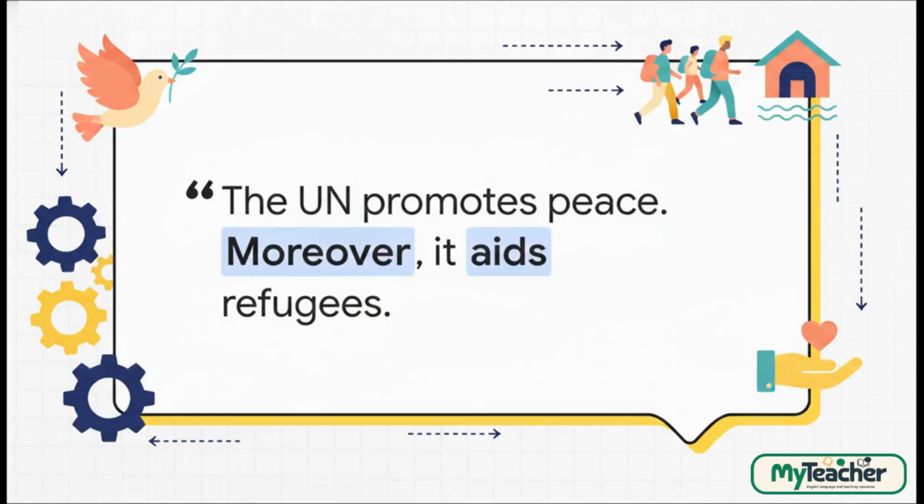Let's look at an example. The UN promotes peace. Moreover, it aids refugees. This perfectly illustrates our rule. We use moreover to connect the ideas, and it's followed by it aids refugees, which is a full, complete sentence.